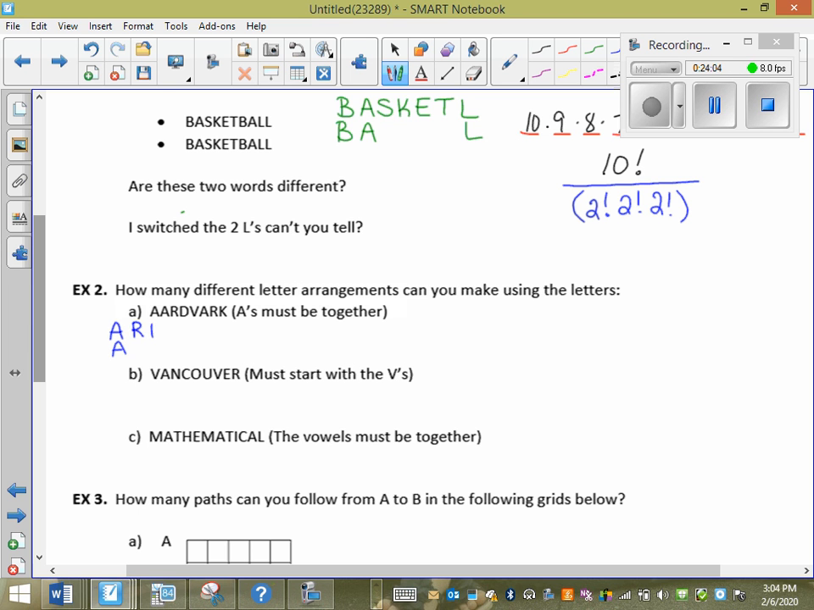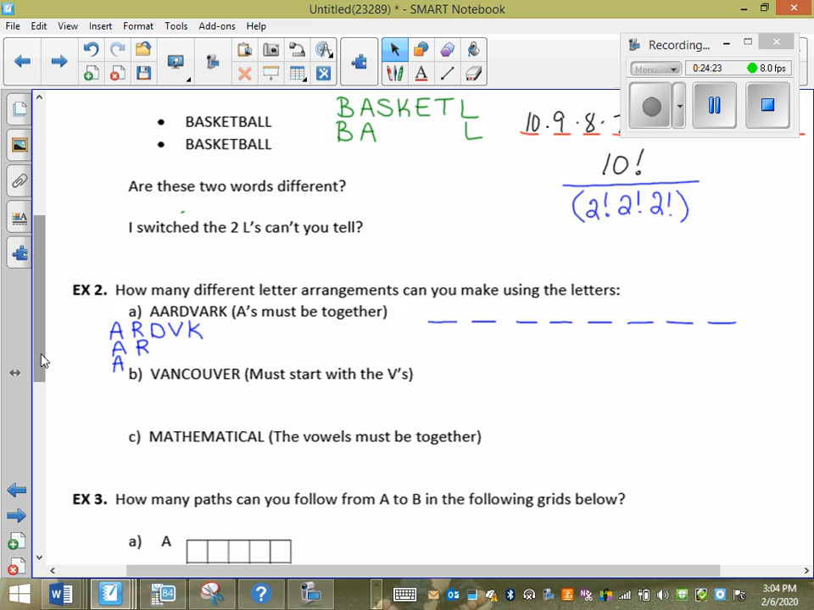R, D, V, A, R, K. Aardvark. How many letters are in aardvark? 8. 1, 2, 3, 4, 5, 6, 7, 8.